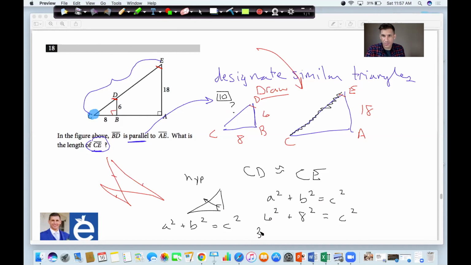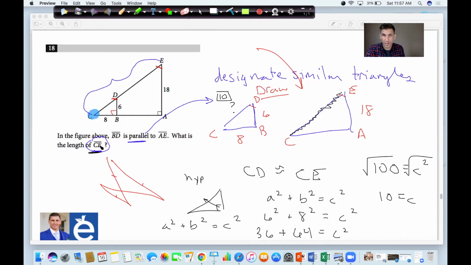6 squared is 36. 8 squared is 64. This equals c squared. I'm going to add these together. I get 100 equals c squared. I'm going to take the square root of both sides in order to remove my exponent. I then get 10 equals c, and what would you know? It's 10, right? Am I done with the problem?